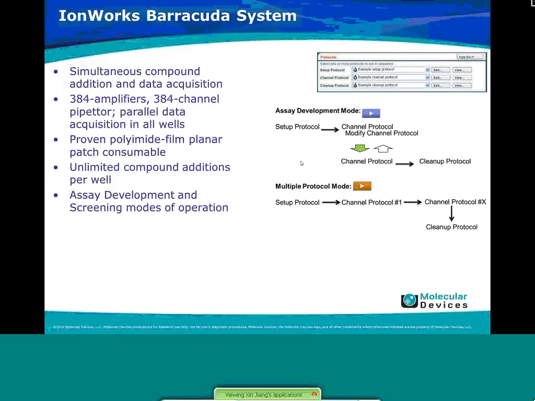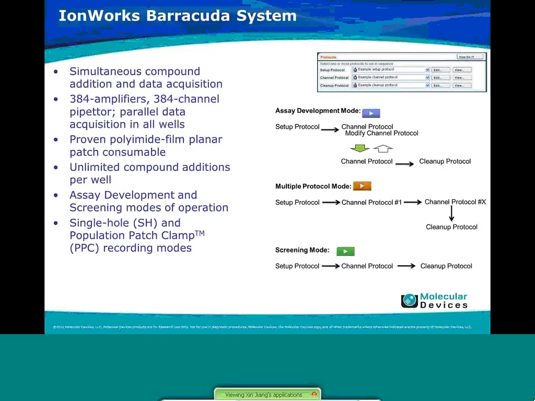The other mode of the Barracuda software is called the multiple protocol mode, where the customer can predefine a number of channel protocols in series and run them sequentially and automatically by just pressing the button here. So this is very similar to the sequencing key, which is a well known feature in the PCON software. And the screening mode is just running one channel protocol that the customer feels is the best for their screening campaign, so you get your maximum throughput by running the instrument in the screening mode.